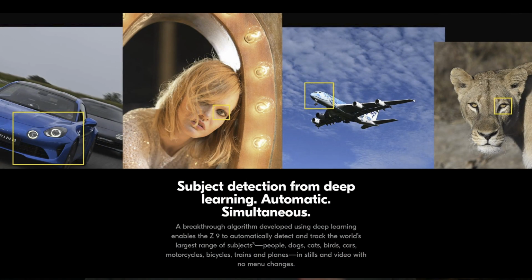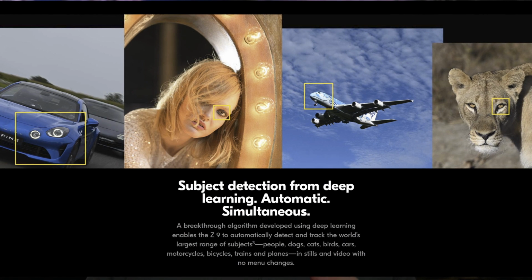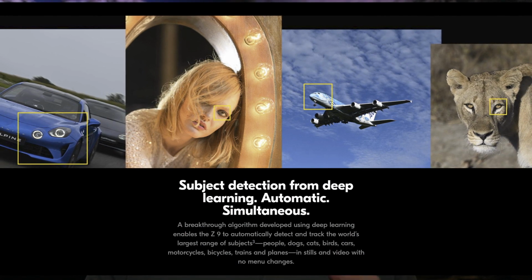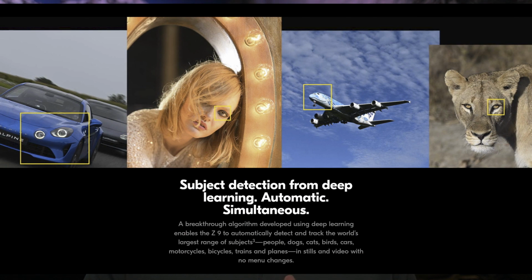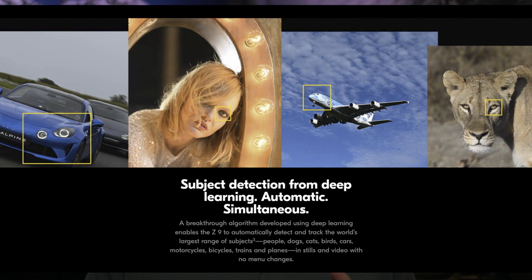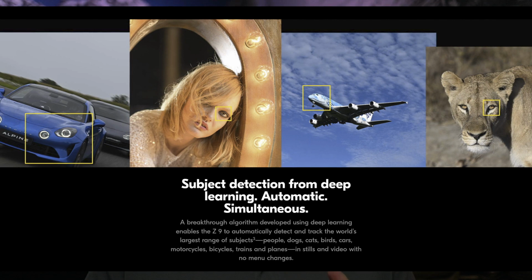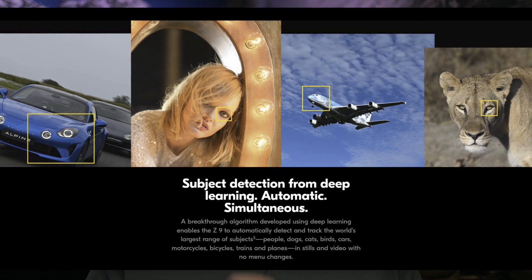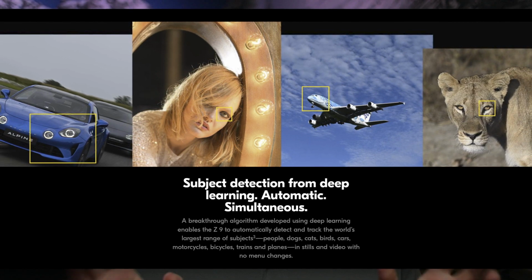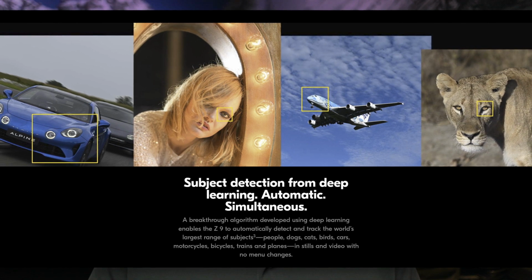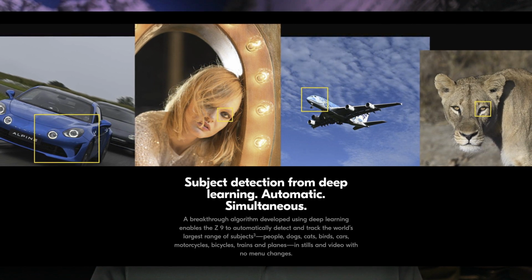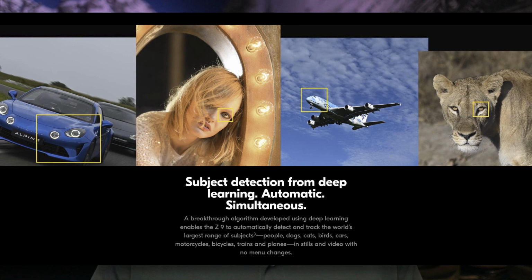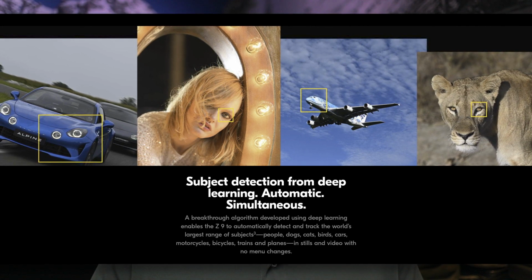So what I like is that Nikon is actually shipping this camera with a wide range of subjects that are automatically detected in the autofocus system. They are saying that it will detect people, dogs, cats, birds, cars, motorcycles, bicycles, trains, and planes. And they're also making a big deal about the fact that you need no menu changes. Now, I have some questions with all of this.